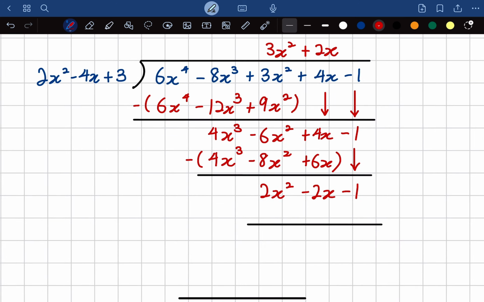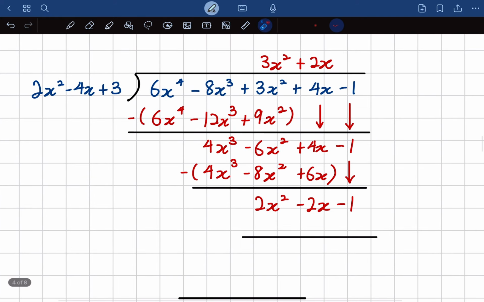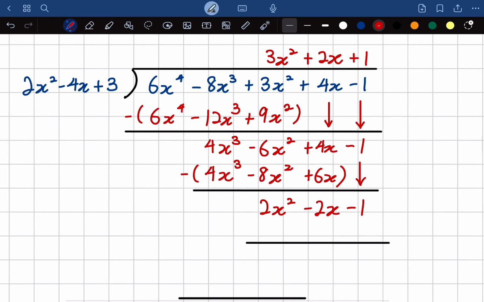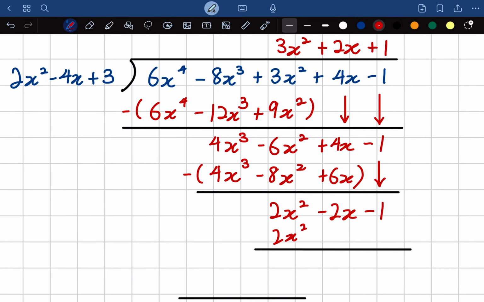And now my last step, I must first find what I need to multiply in order to get the leading term here, 2x squared. And I note that here is already 2x squared, so I just need to multiply by 1. So I'll add plus 1. And this entire divisor here will multiply by 1 and I'll write it into the next line here. So I'll get 2x squared minus 4x plus 3.